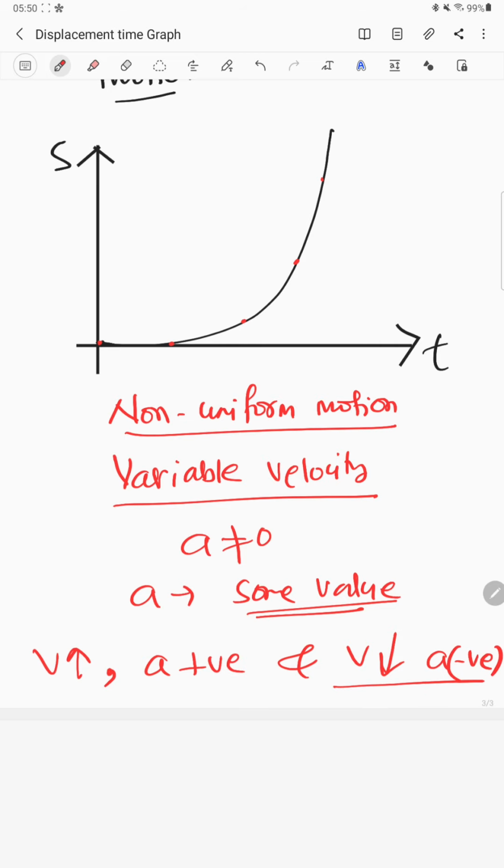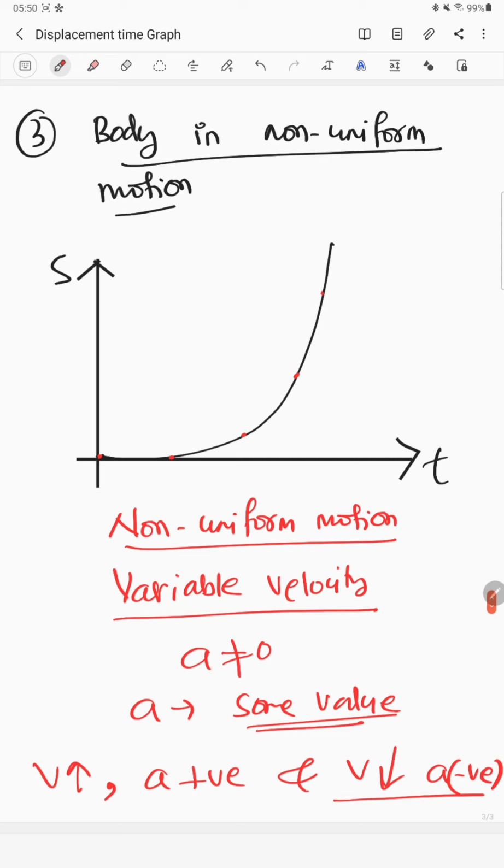All right, so these are the things which you should know in the displacement time graph. I hope you understood all these things.